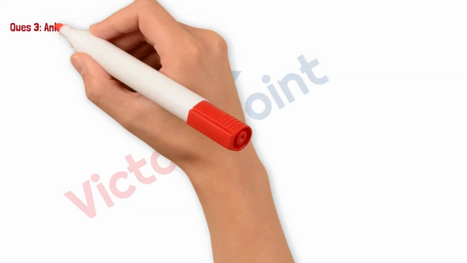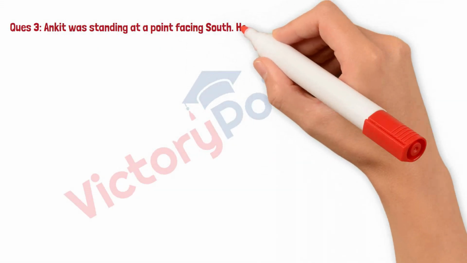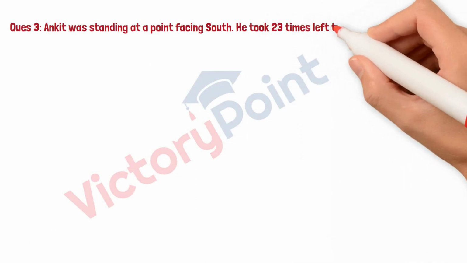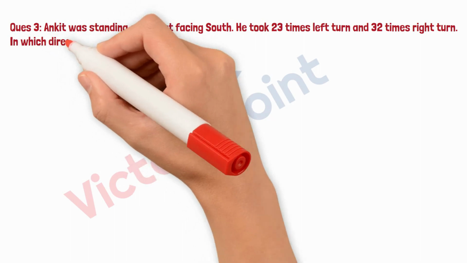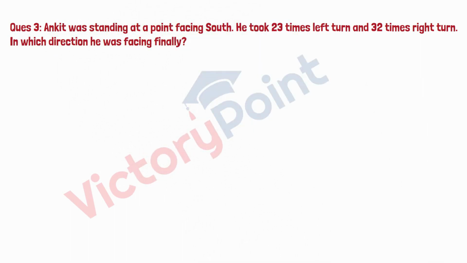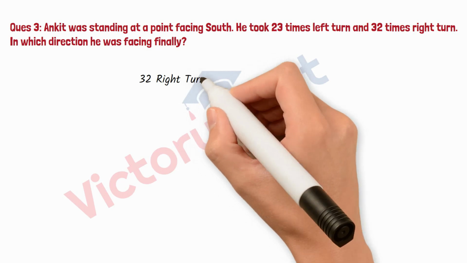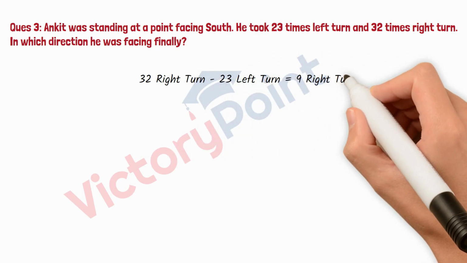Ankit was standing at a point facing south. He took 23 left turns and 32 right turns. In which direction was he facing finally? Now we have some right turns and some left turns. So one right turn and one left turn will cancel themselves. So let's subtract these left and right turns. We have 32 right turns, and from this we subtract 23 left turns. So we have 9 extra right turns.